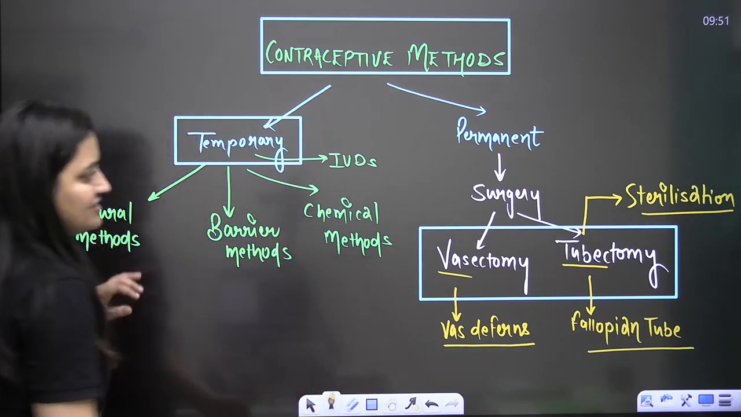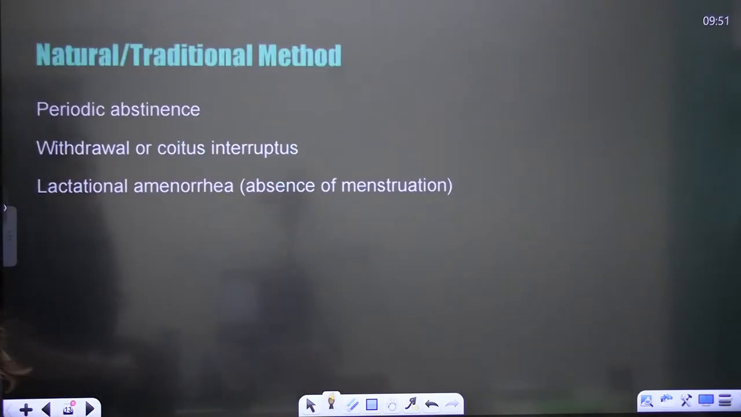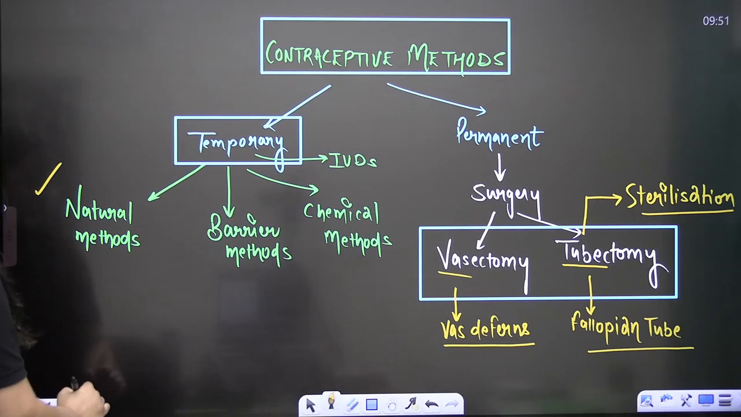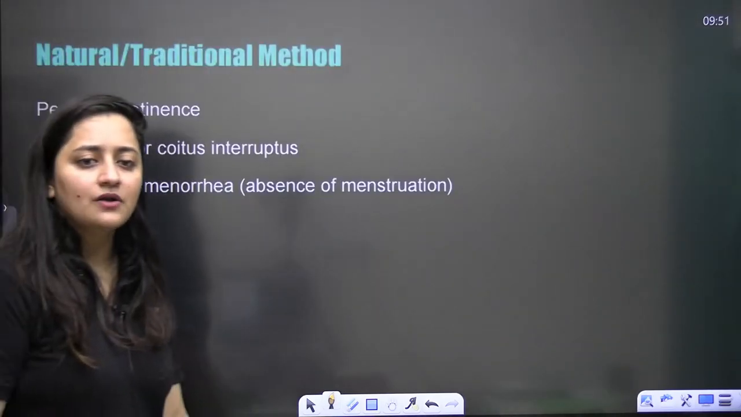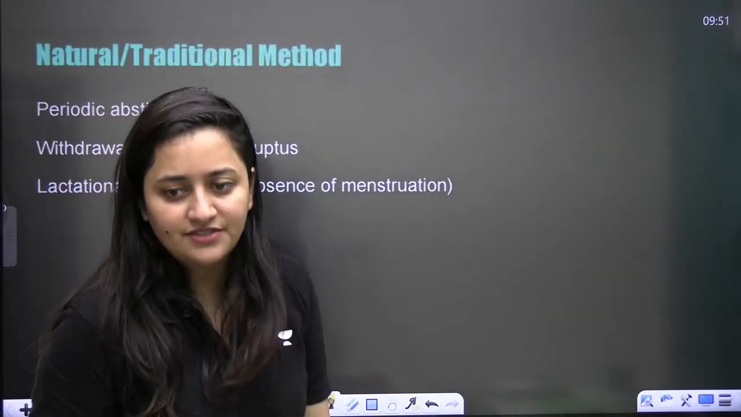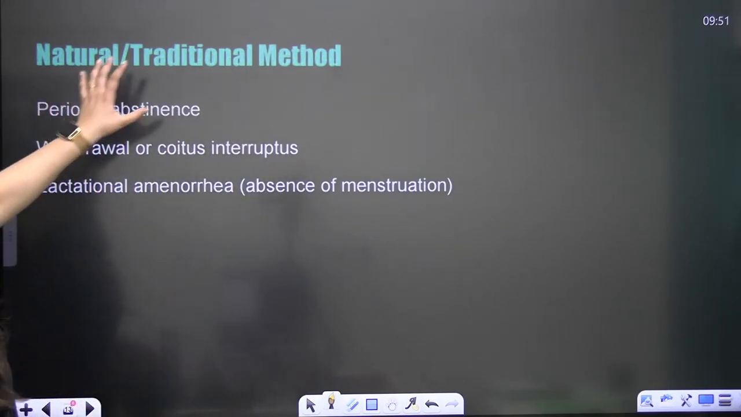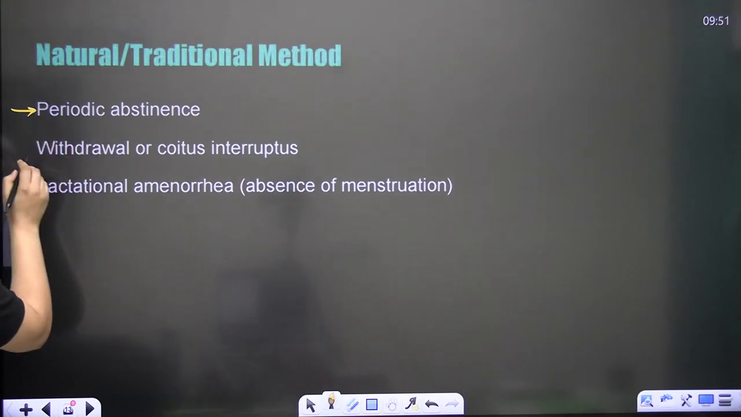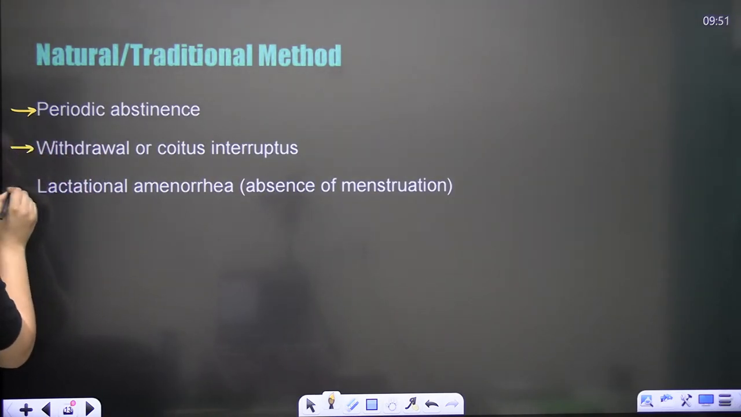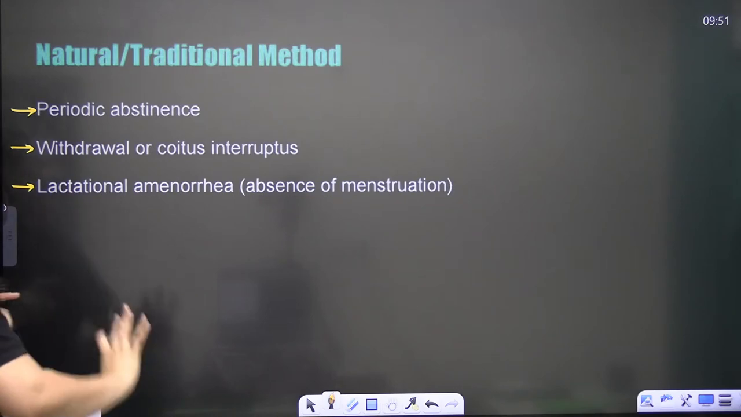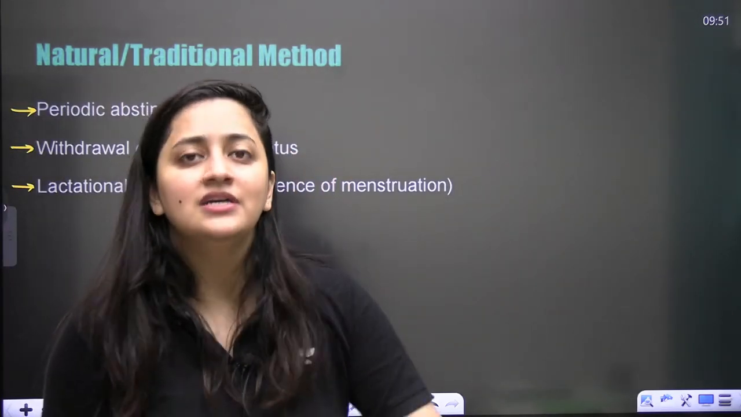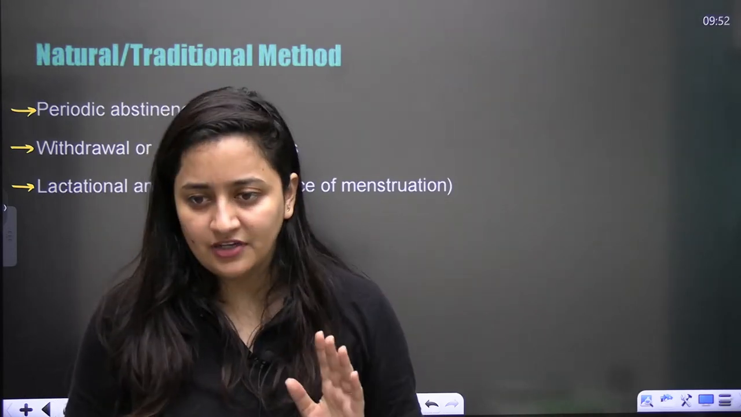Now we need to focus on the temporary methods. In the temporary methods, we are going to start with the natural methods first, also known as traditional methods. We have three examples: periodic abstinence, withdrawal or coitus interruptus, and lactational amenorrhea, or absence of menstruation.